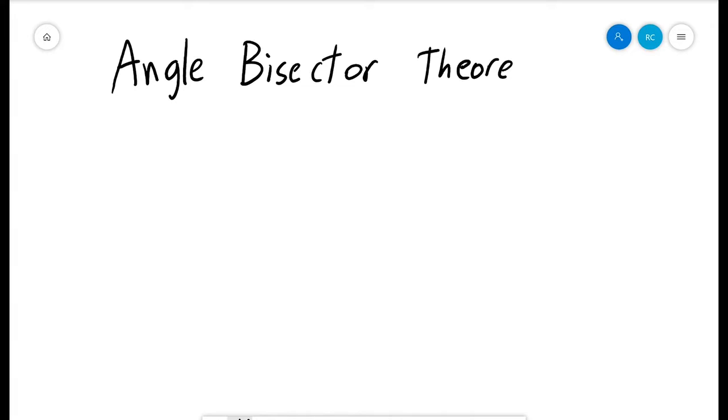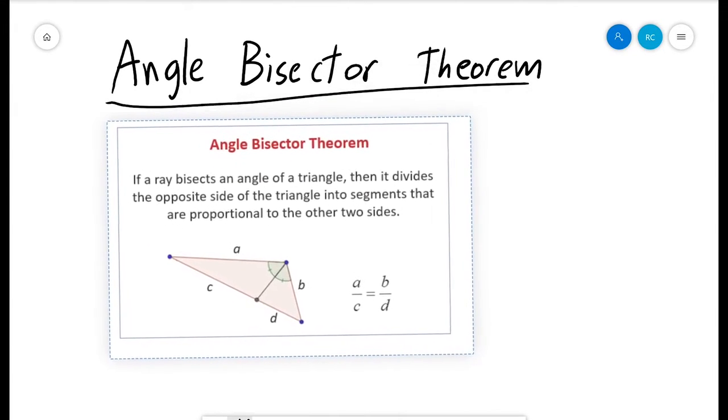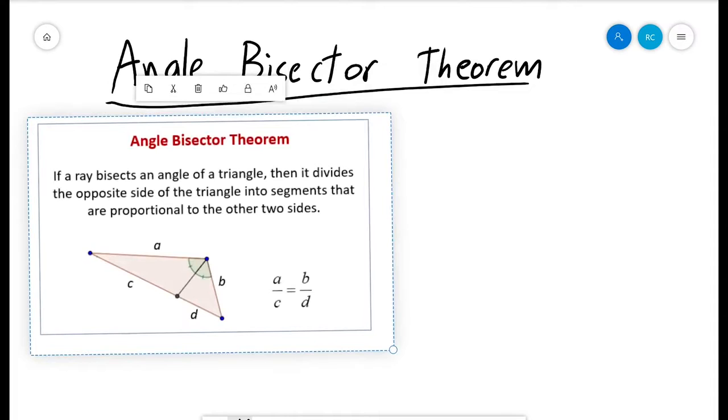Hello class, today we are going to talk about the angle bisector theorem. This is all the information you need to solve these problems. So I will do a couple of examples, but this is literally all you need.